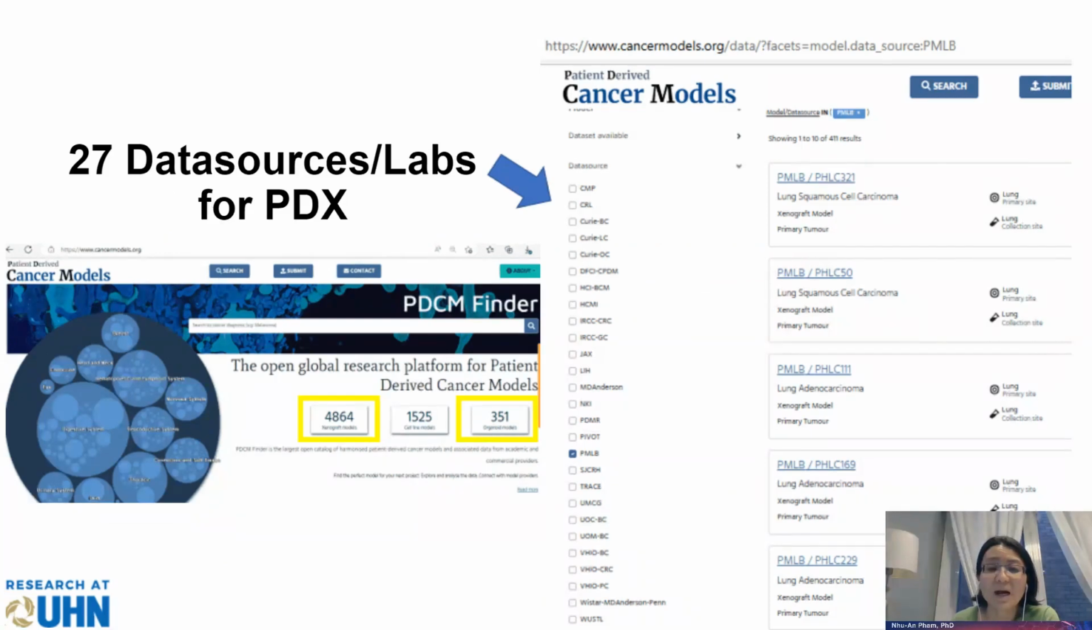Just to give you an idea, on the Patient Models portal, we have about 27 labs represented in terms of contributing data to this portal. And the models can be searched by genotype, tumor type, treatment type, and various other features. Here, I've simply listed the labs, and we, the Princess Margaret Living Biobank, are a part of this portal. Most of our published models are listed here, as you can see.